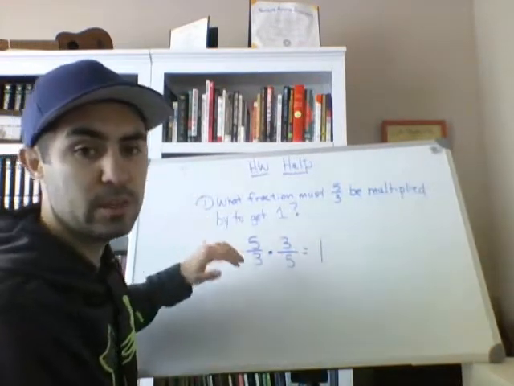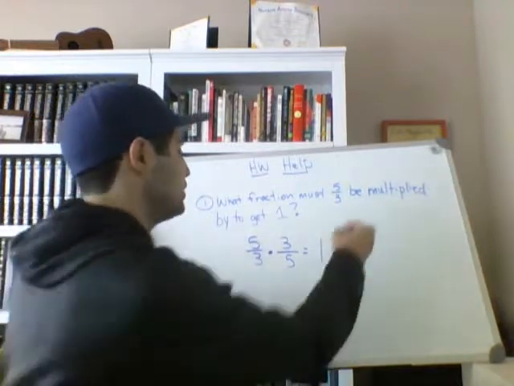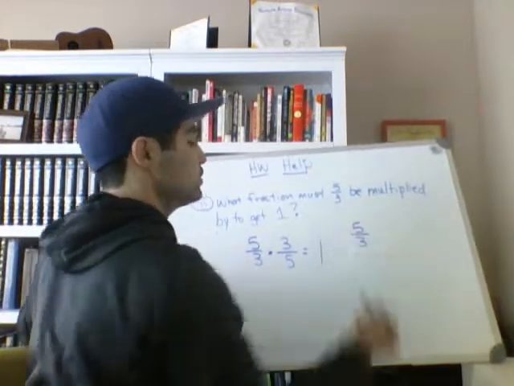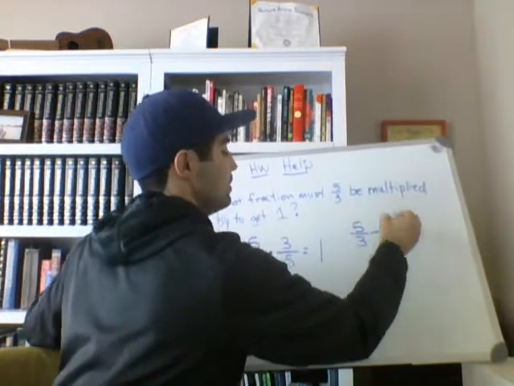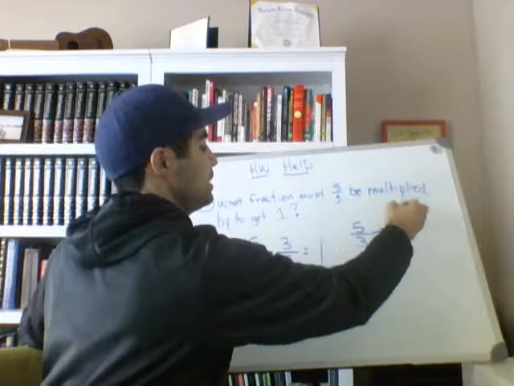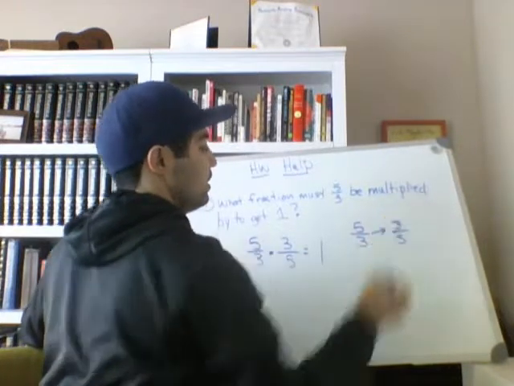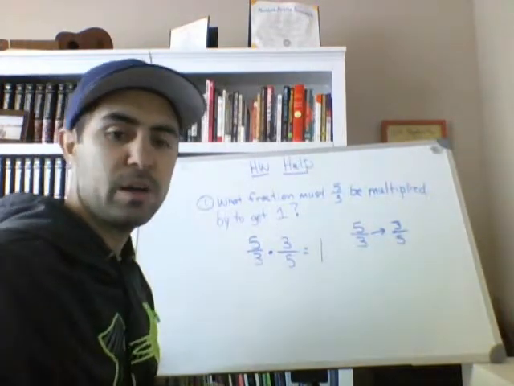Remember what a reciprocal is. A reciprocal is the fraction just flipped. So 5/3, what's the reciprocal of 5/3? 3/5. That means whatever's on top goes on bottom, and whatever's on bottom goes on top. So let's do a couple more problems.